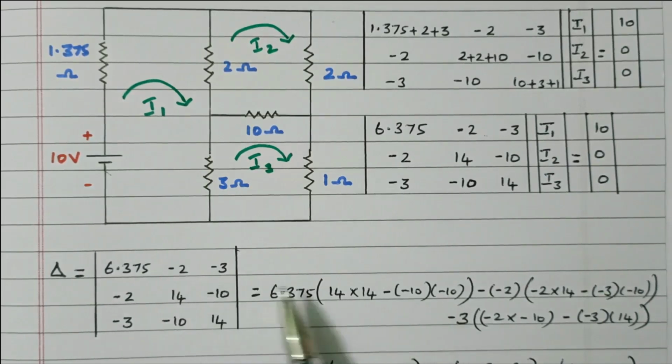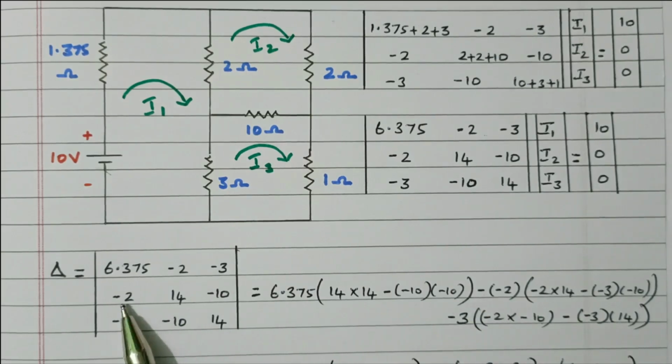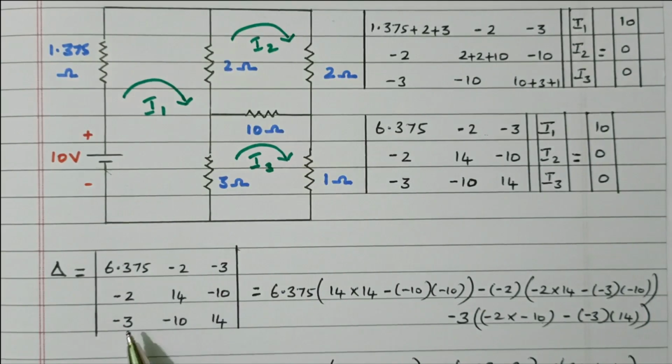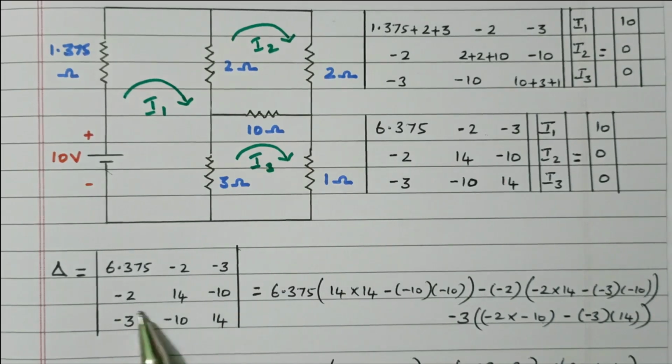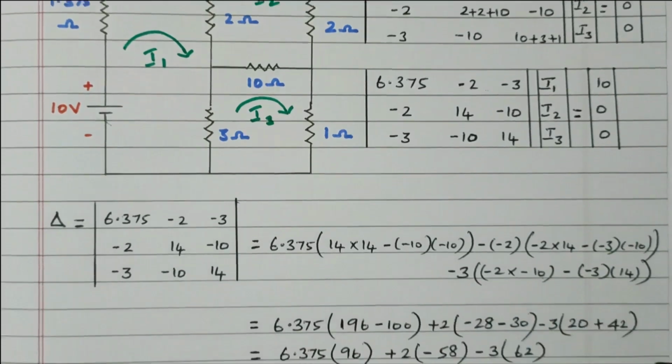Then minus 2, minus of minus 2. For the second case we are taking minus of minus 2. Then minus 2 into 14 minus 10 into minus 3. That is available here. Then minus 3. If we take minus 3, you have to multiply these two elements: minus 2 into minus 10, minus of 14 into minus 3. Right? All values are multiplied. I think we are able to understand the determinant.